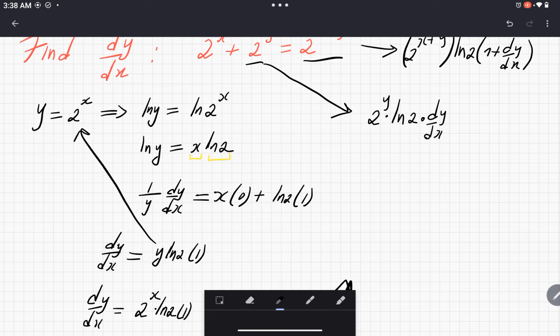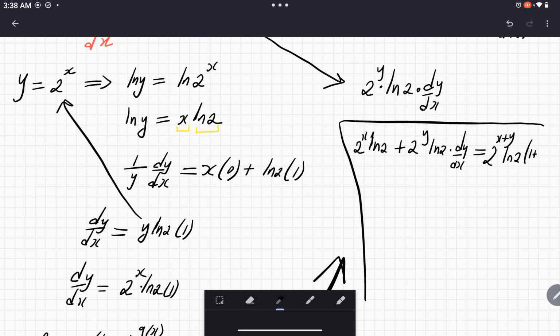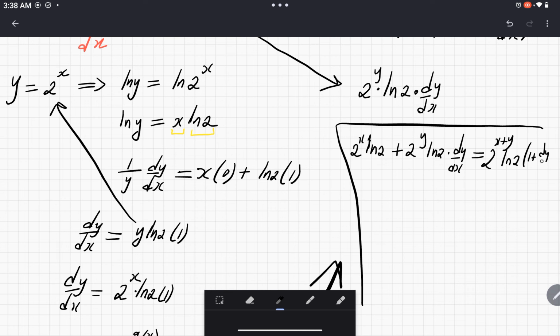So bringing this together nicely, we're going to have the function to be, the first one, 2 raised to the power x, the ln of 2 multiplied by 1, plus the second function, 2 raised to the power y, ln of 2 multiplied by dy on dx, and the last one, which was on the right hand side, 2 raised to the power x plus y, the ln of 2 multiplied by 1 plus dy on dx.